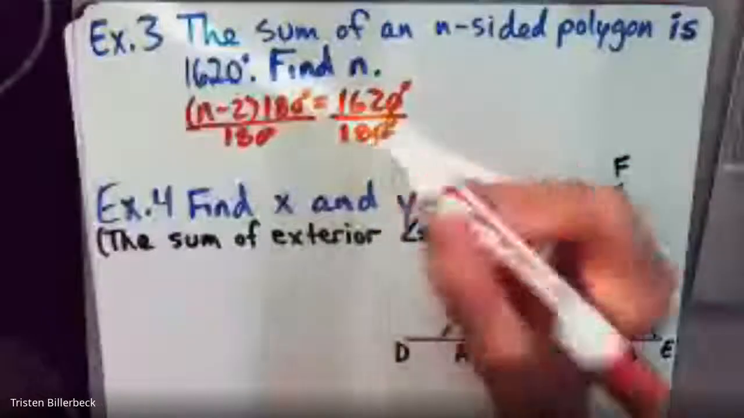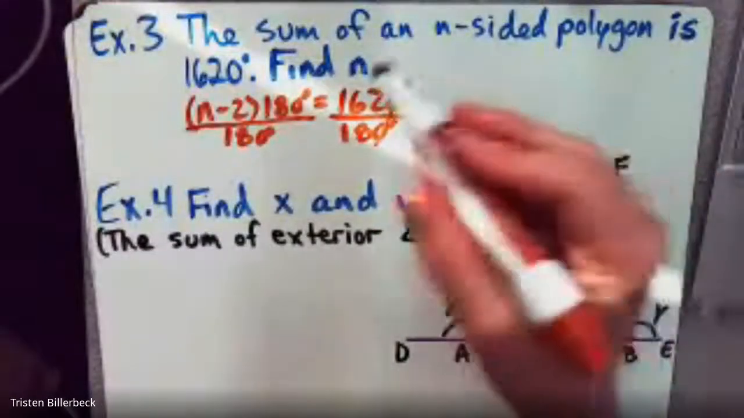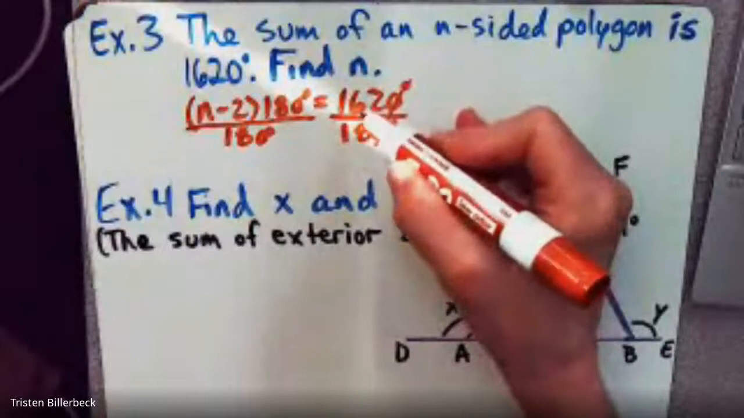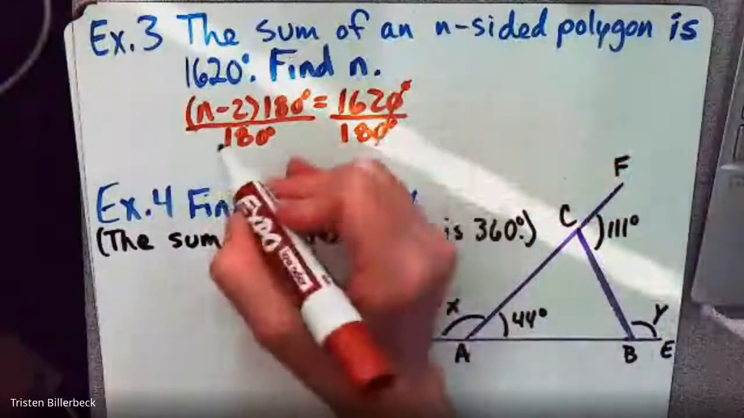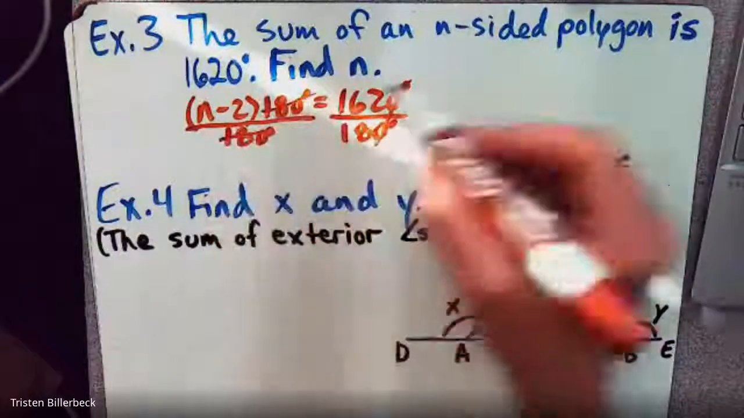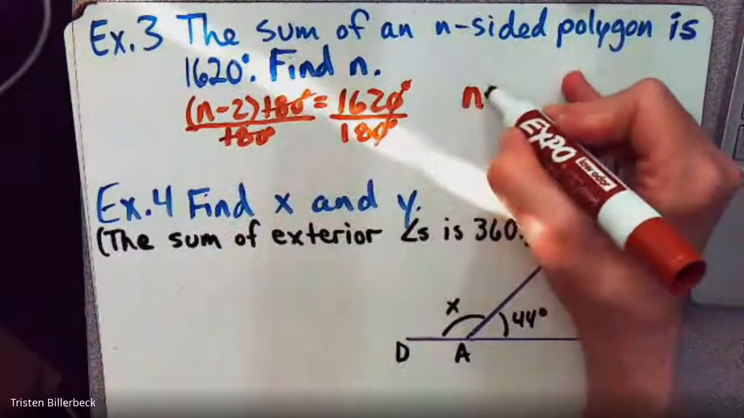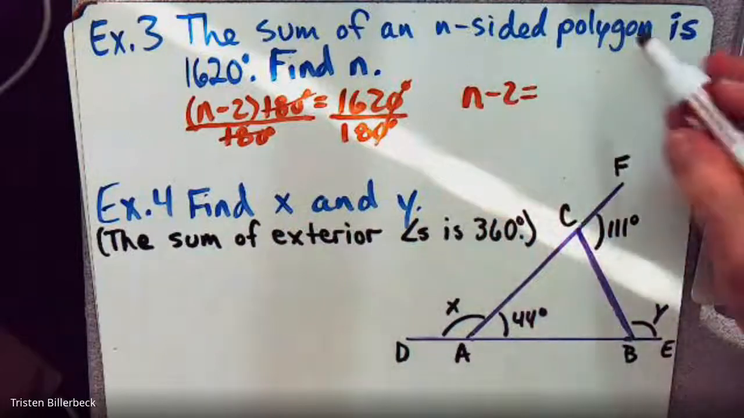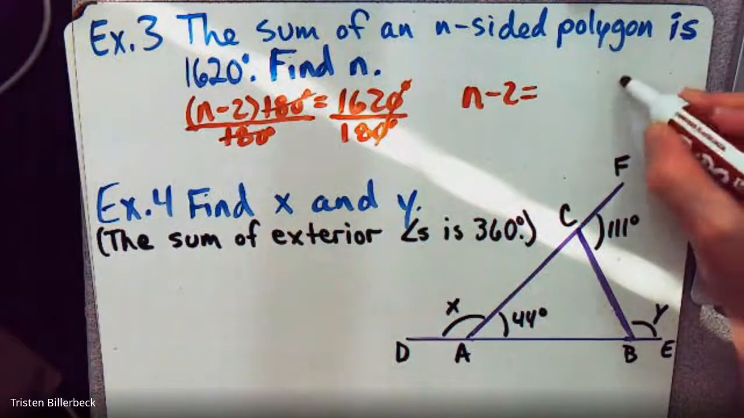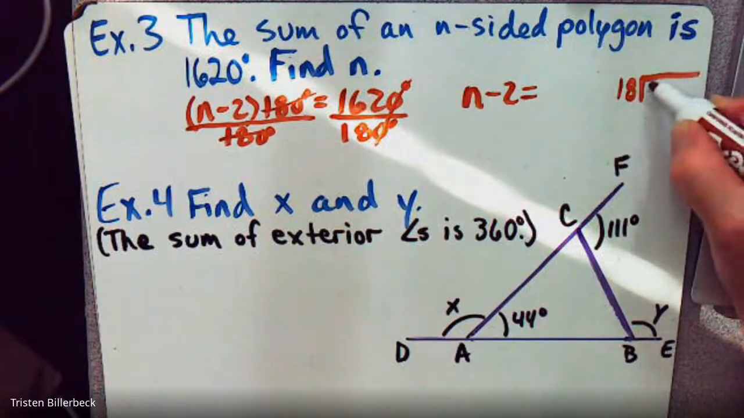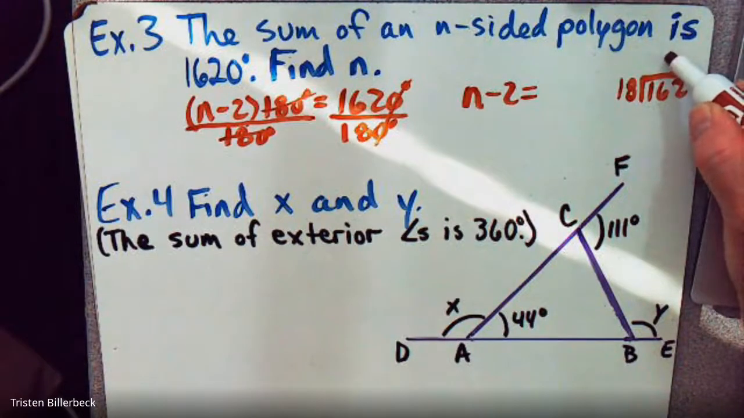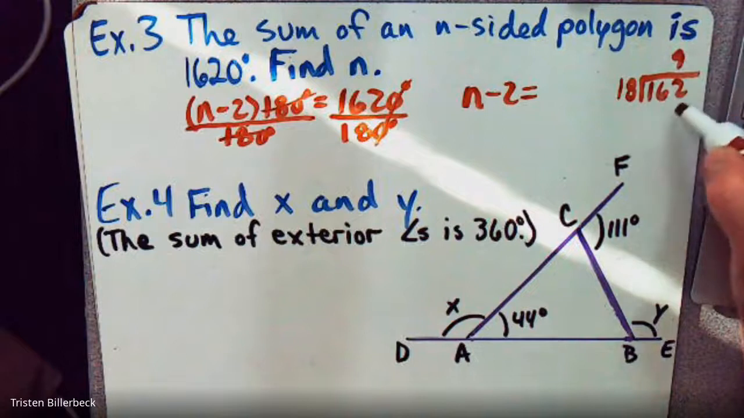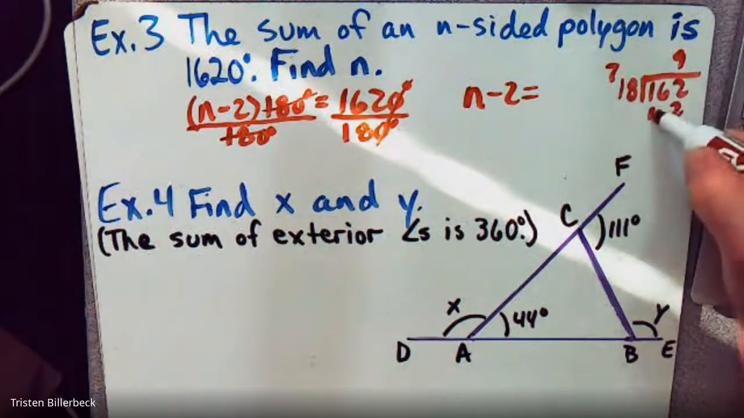Okay, we can take the zeros out. So that cancels that out. So we have n minus 2 equals, and let's see, 18 into 162. Let's see what that is going to be. It ends in 2, so let's go with 9. So 972, and there we have it.